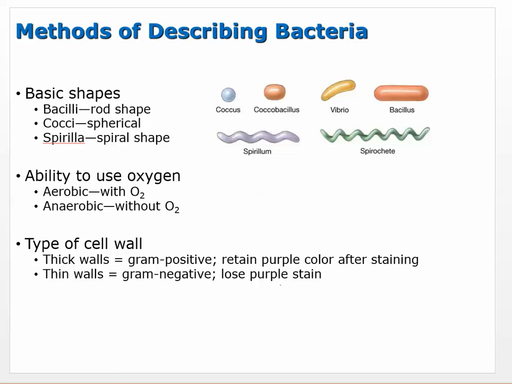All right. Methods of describing. I don't want any PTSD from your micro class when you look at this, but there are basic shapes: bacilli, cocci, spirilla. These are just different shapes that they come in. You don't have to know all these. When you see it described as a bacillus type of bacteria, you don't have to think, oh gosh, I need to know that looks like a capsule pill or something. You don't have to know that, but that's how they're categorized.